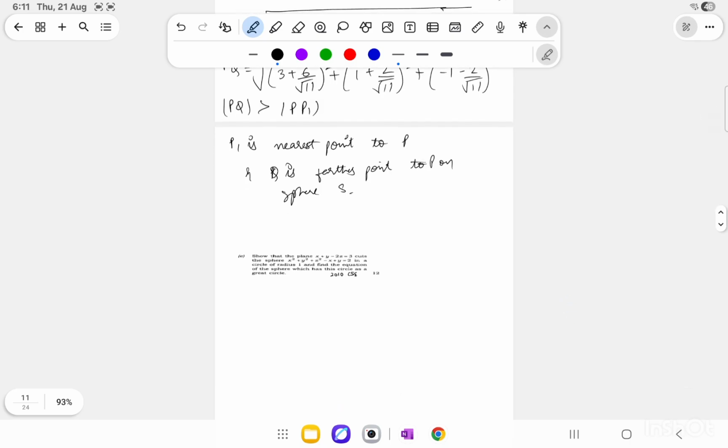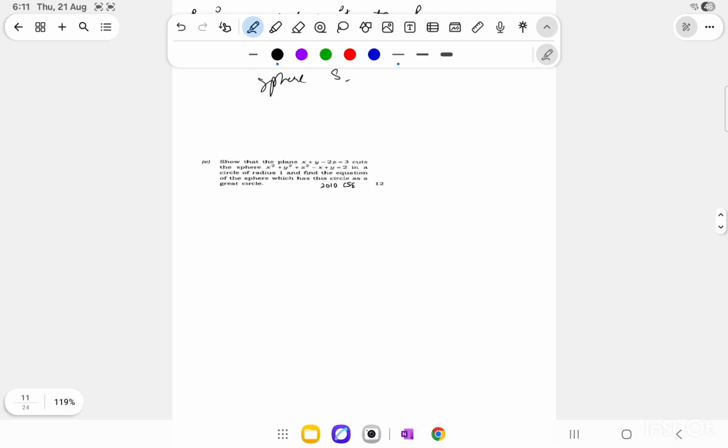So the next question is, show that this plane cuts this sphere in a circle of radius 1 and find the equation of the sphere which has this circle as a great circle. I guess this is also a repeated question. We have done a similar question before. So let us see that.